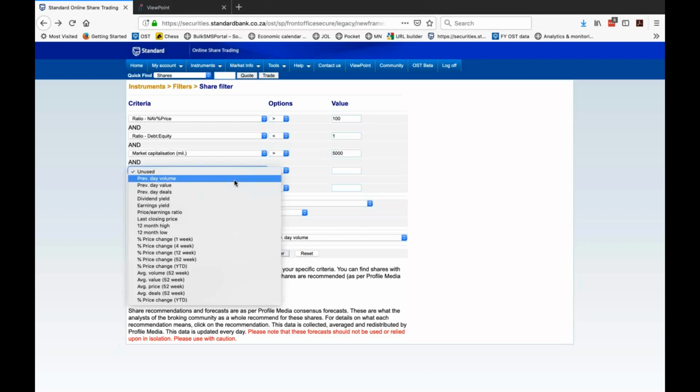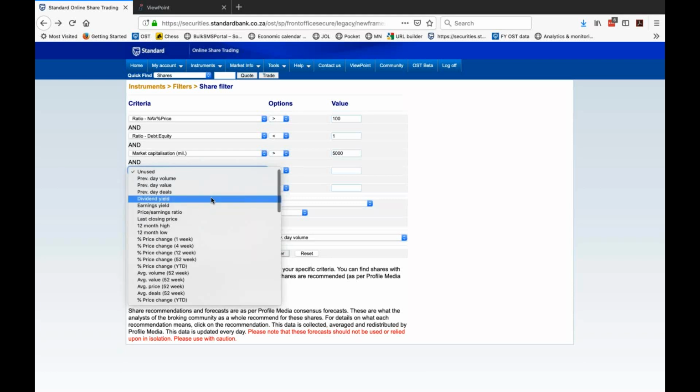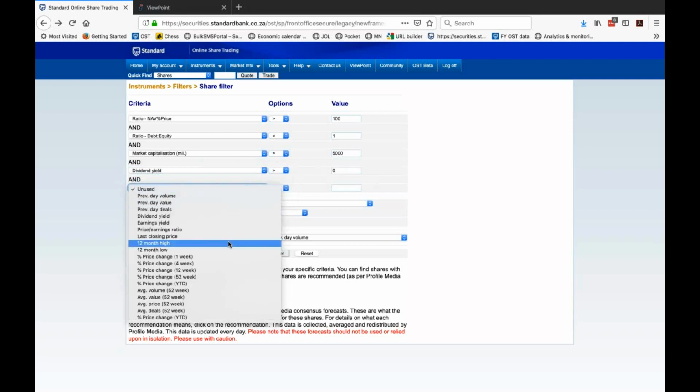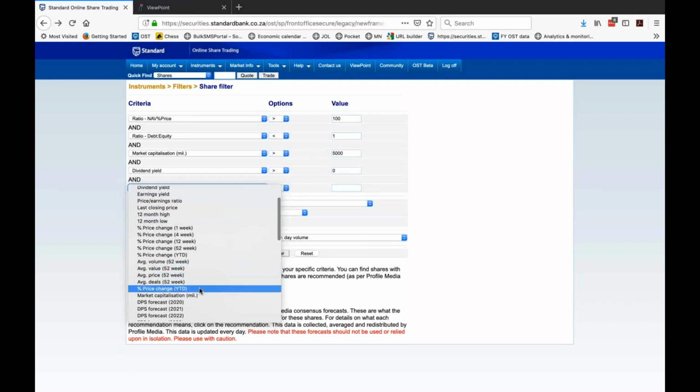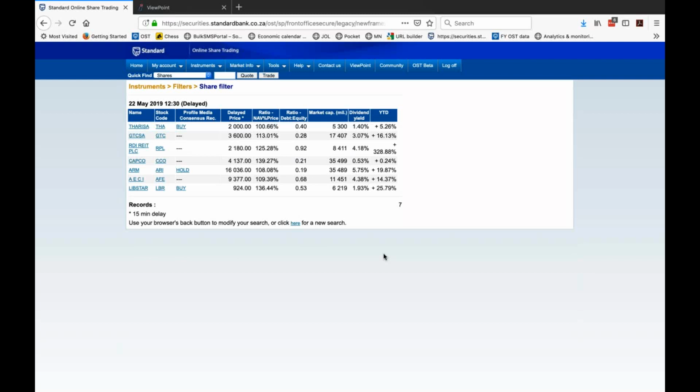So what I want to add to this list is that I want them to be paying a dividend, so dividend yield greater than 0. I also want some positive momentum behind it, so price change year to date greater than 0. So I've hit my 5. You can't have more than 5 searches. And now I'm down to 7 shares: Lipstar, AECI, ARM, Capco, RDI, I don't know what GTC is, and Theresa. So you've suddenly narrowed it down to 7 stocks to actually have a look at.